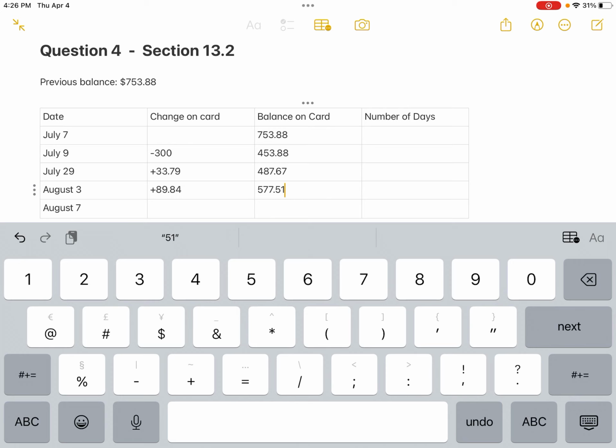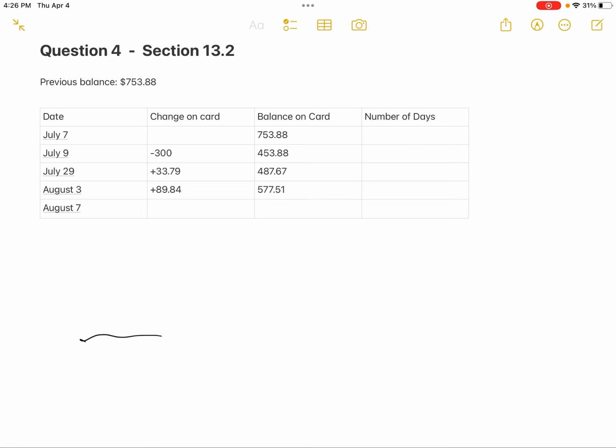I'm just going to check my numbers really quick, make sure I didn't mistype anything. And so, yeah, let's talk about the number of days. You can see I added another day, just like you would have seen me do in a video, because I need to know how many days it is from the last transaction, the purchase for $89.84, until the start of the next billing cycle.